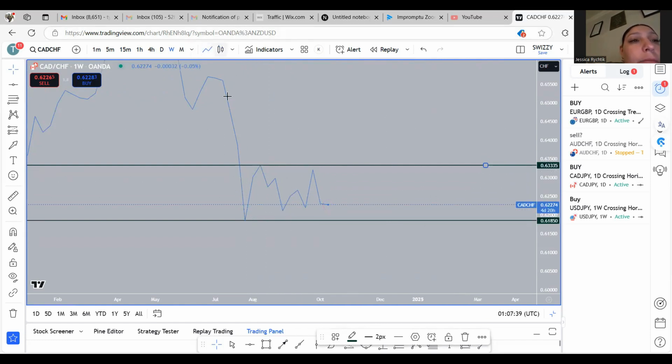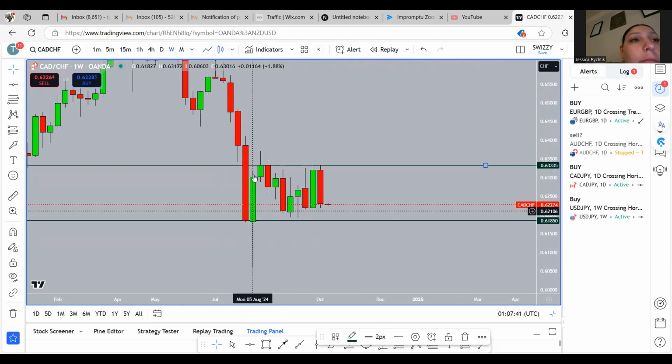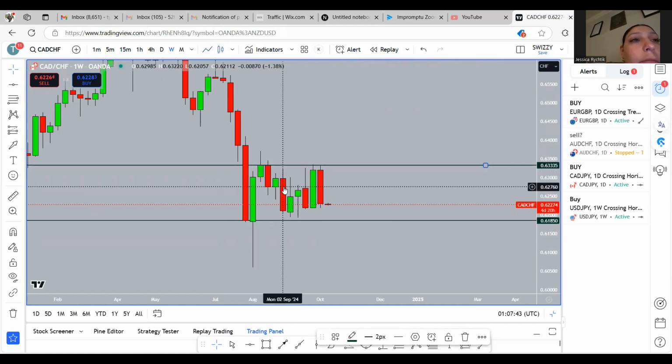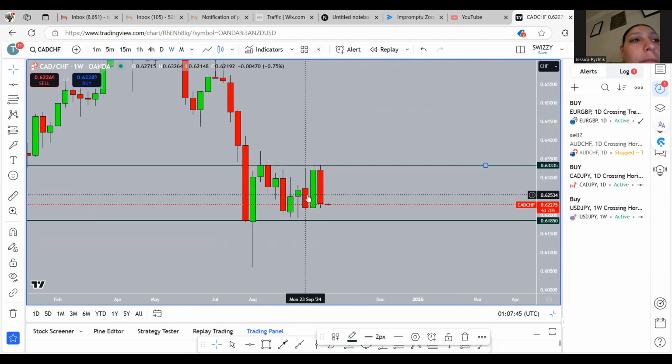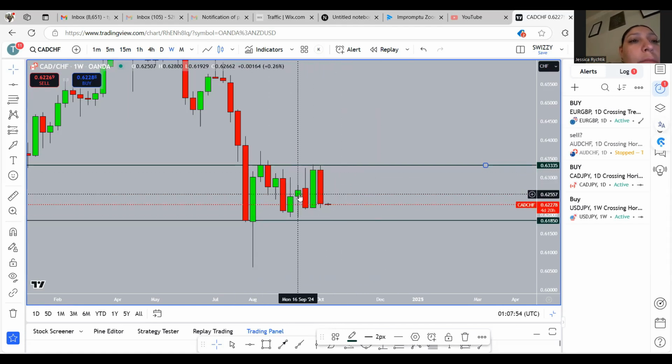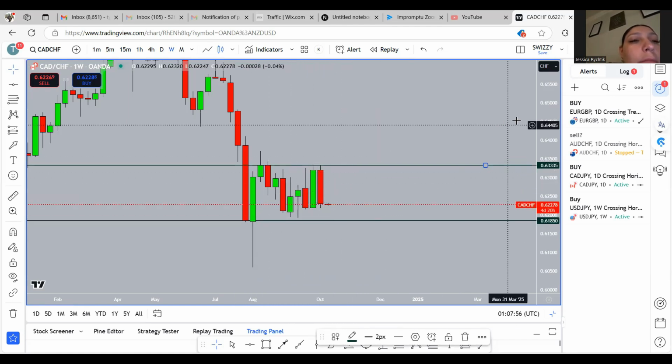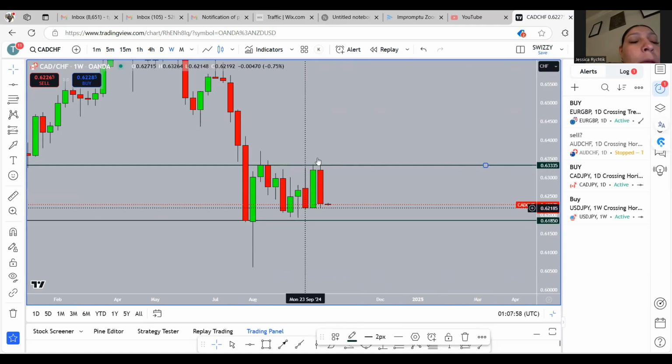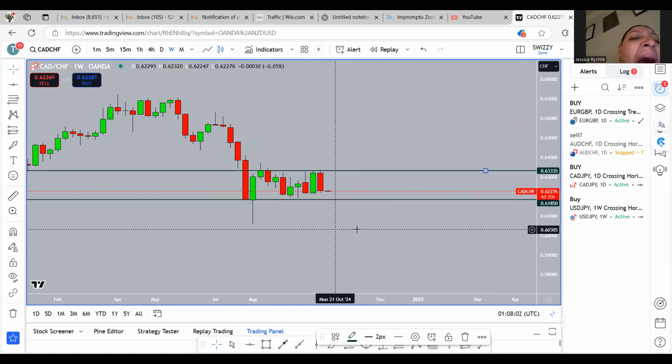So let's make it into candlesticks. This is 1 week, 2 week, 3 week, 4 week, 5 week, 6 week, 7 week, 8 week, 9 week, 10 week. We're on week 11, and it's been in this little area. So now we need to figure out, is it going to break and go up, or is it going to go down? And what we would do is go to a lower time frame.